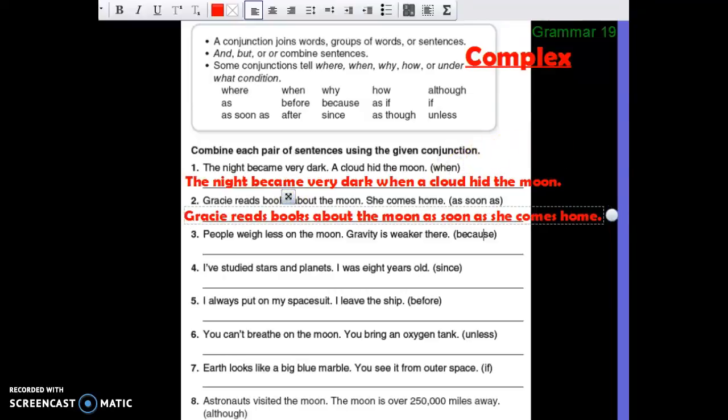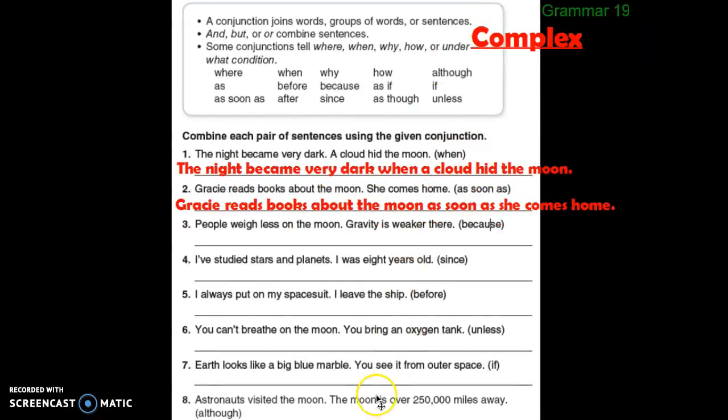Boys and girls, your job is to complete grammar page 19. I'm going to go through and read all of these sentences for you in case you want to hear them out loud. Number 3. People weigh less on the moon. Gravity is weaker there. The conjunction is because. Number 4. I've studied stars and planets. I was 8 years old. Since. I always put on my spacesuit. I leave the ship. Before.